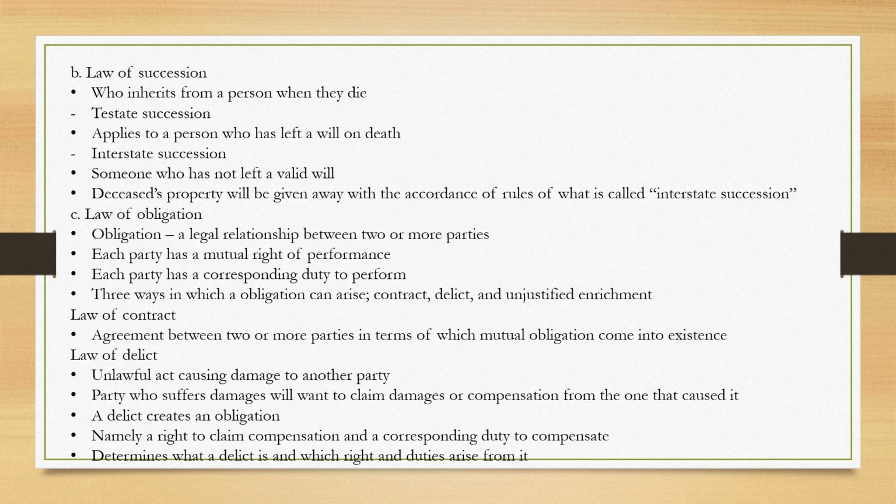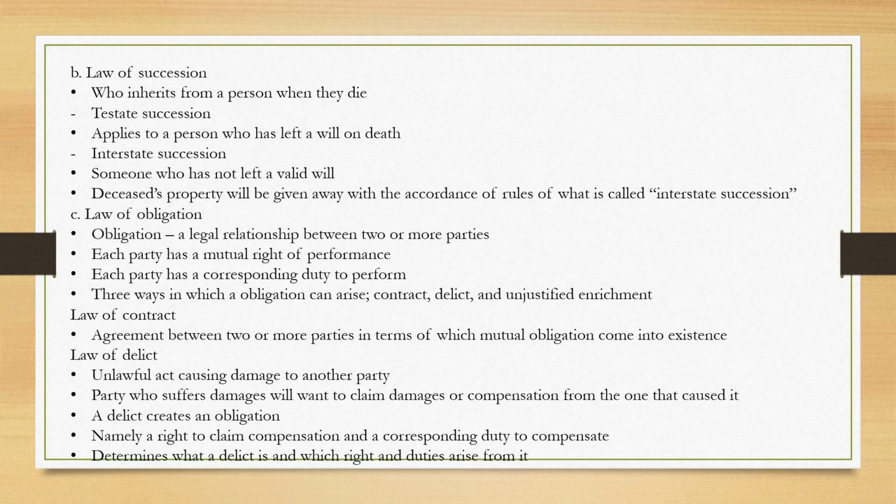Law of succession: who inherits from a person when they die. Testate succession applies to a person who has left a will on death. Intestate succession is for someone who's not left a valid will. So if you're dealing with someone who has passed, maybe this person was young and they hadn't left a valid will, you're going to go to intestate succession. Someone who has left a will upon death, you're going to look under testate succession, but they're both under law of succession. So the deceased's property will be given away in accordance with the rules of what is called intestate succession.